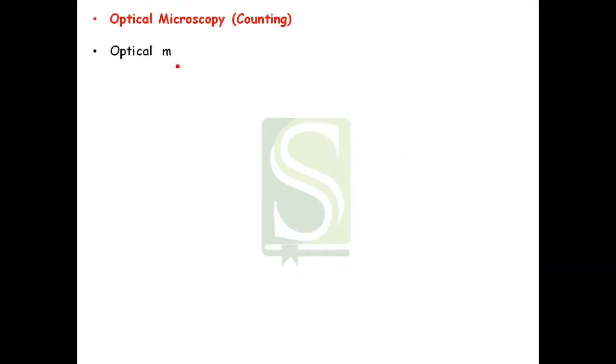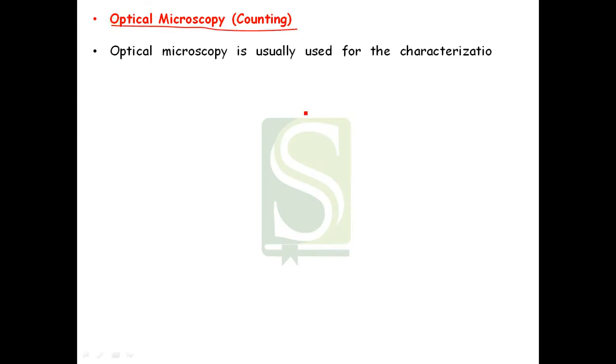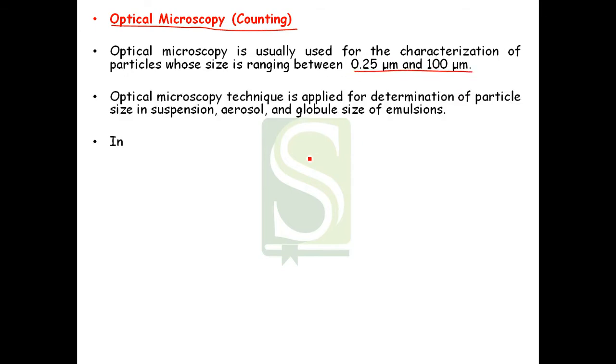Now let us see what exactly is optical microscopy. It is a technique which is used for the process of counting the size of the particles. Optical microscopy is usually used for the characterization of particles whose size is ranging between 0.25 to 100 micrometers.